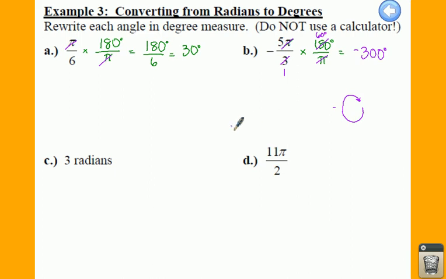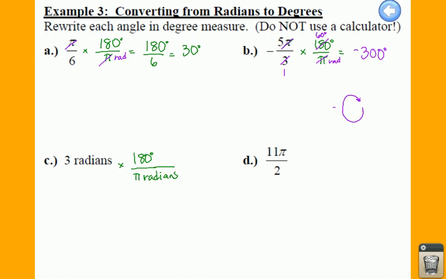Now, a lot of people get confused when they see C, because they just see 3 radians, and they're just like, well, there's no pi. Well, remember, this is 3 radians. So if you have radians on top, you're still multiplying by 180 degrees over pi radians. You're just canceling the labels.